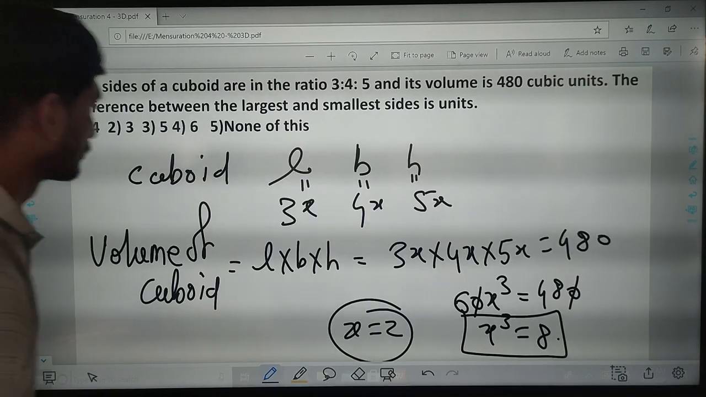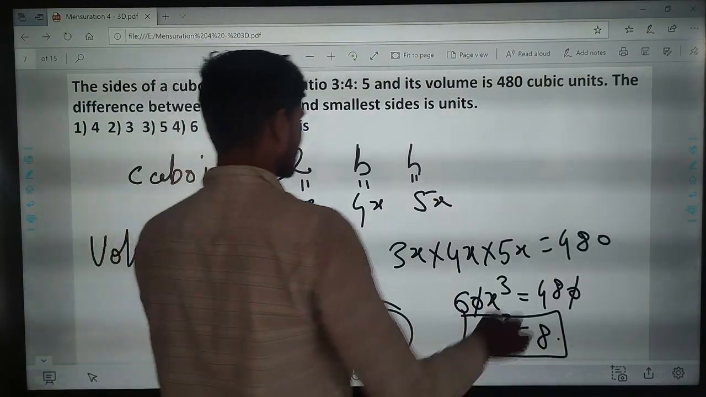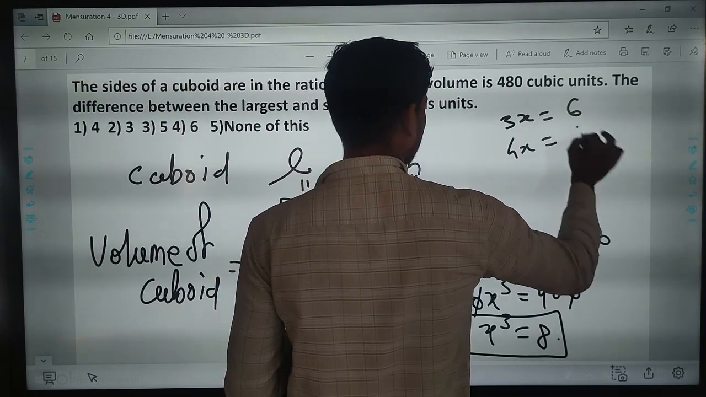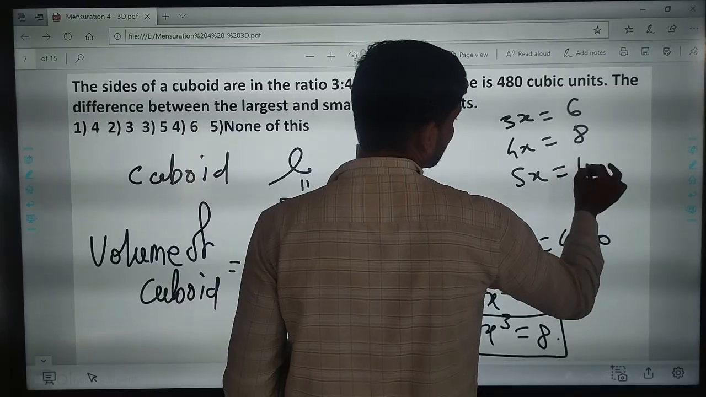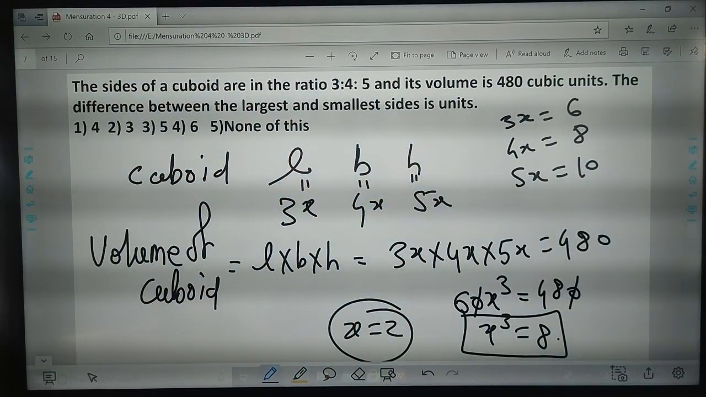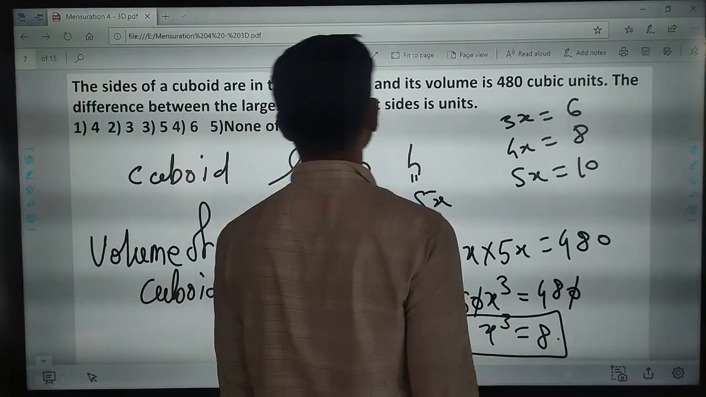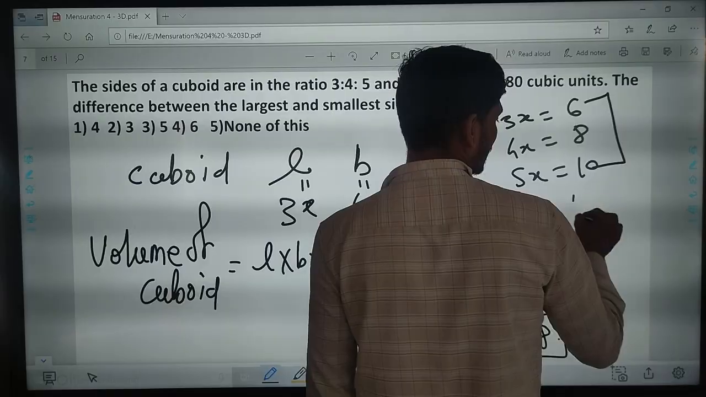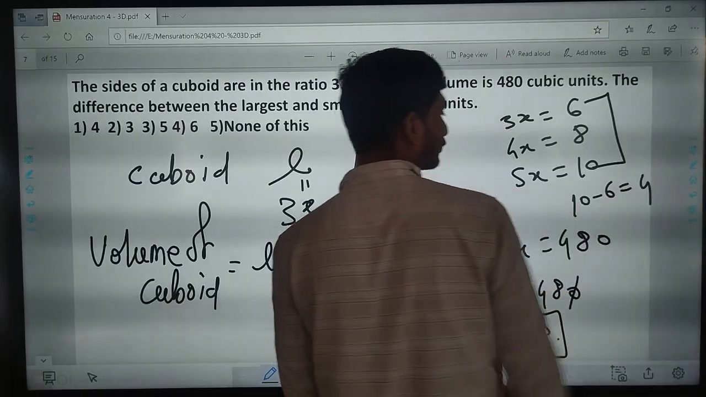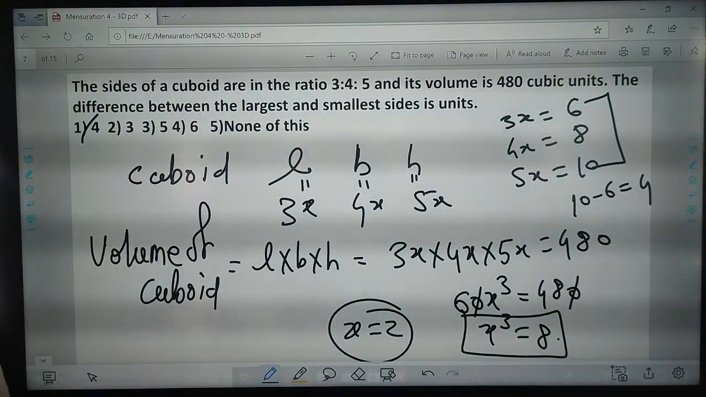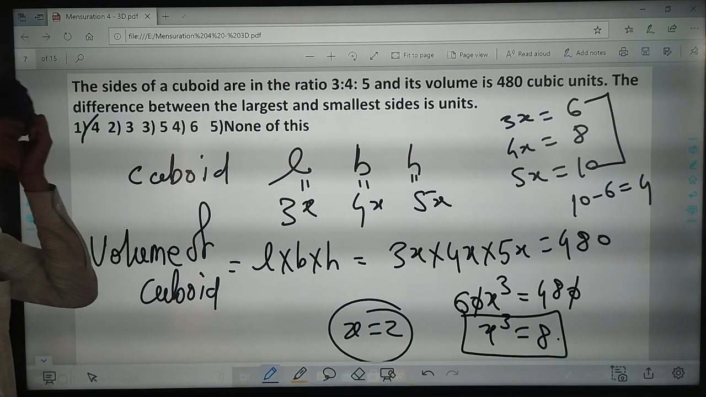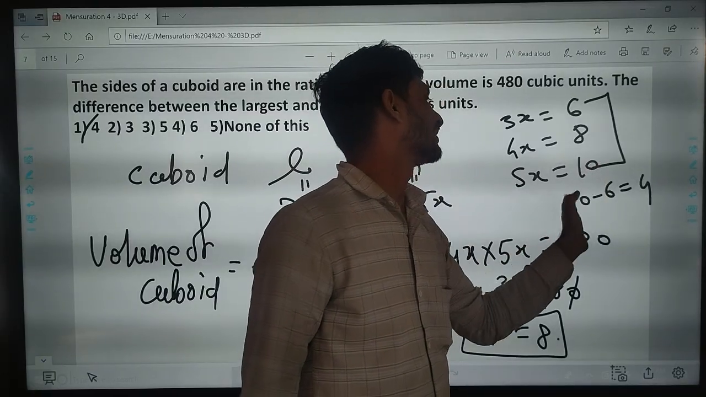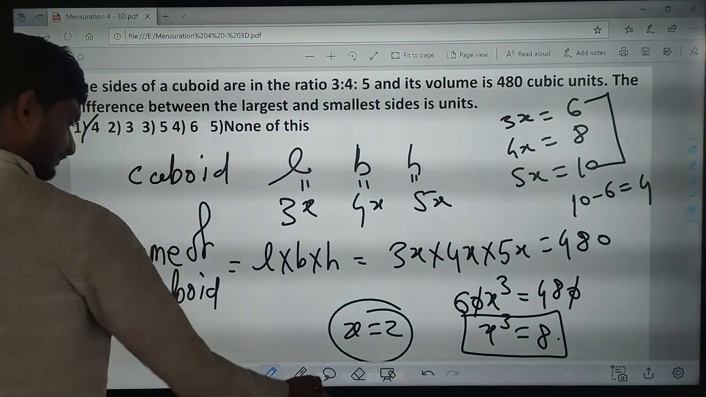Then here 3x means 6, 4x means 8 and 5x means 10. Now here we find the difference between the smallest and largest side. The smallest side is 6 and the largest side is 10. 10 minus 6 is equal to 4. Your difference is 4.